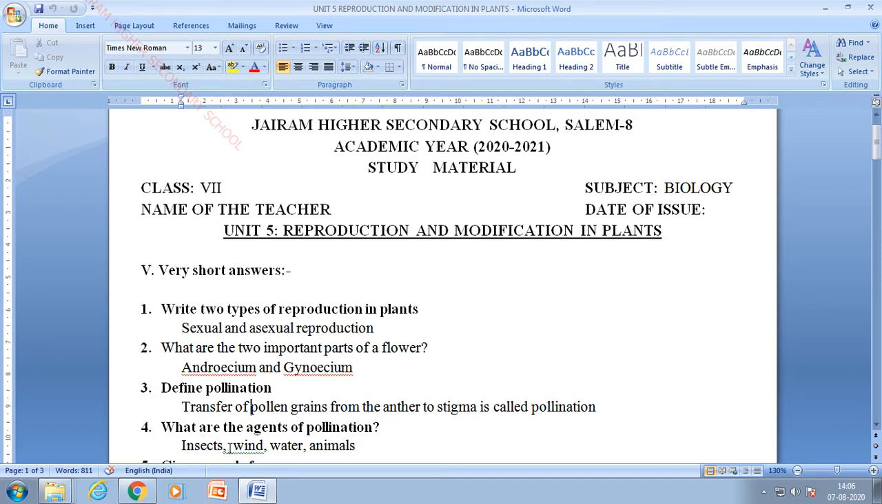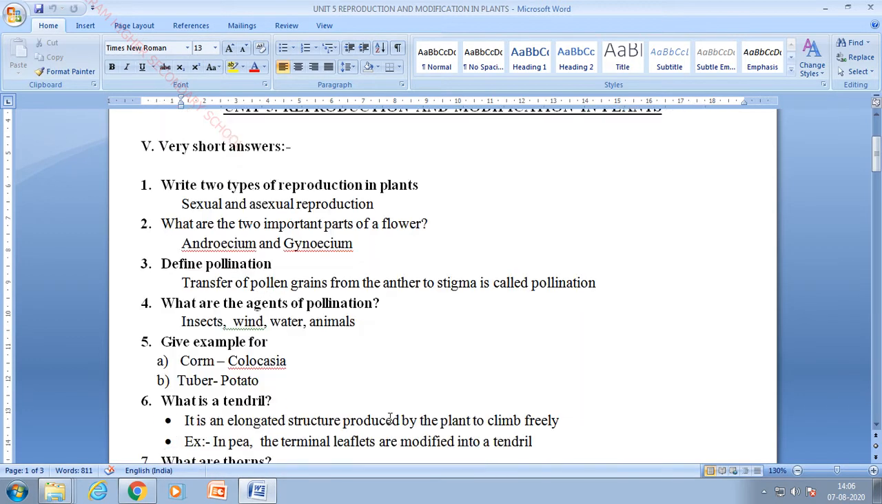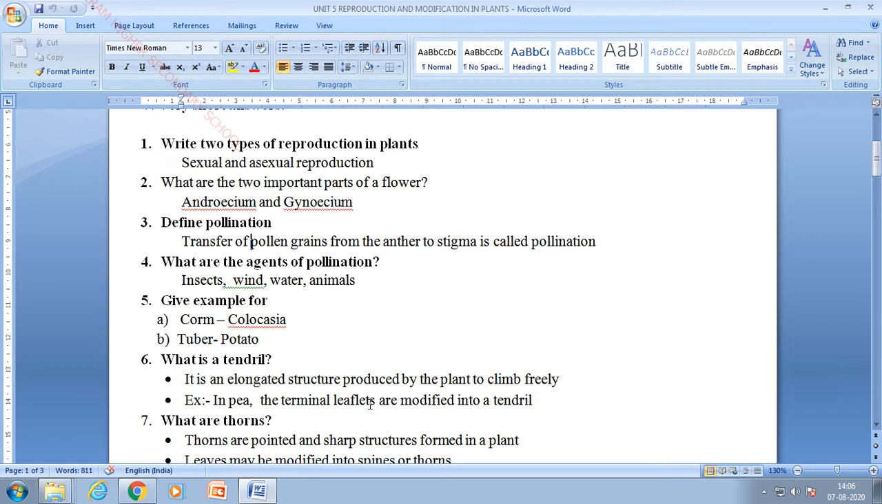So what are the agents of pollination? For the transfer of pollen grains from anther to stigma to happen, we have different agents of pollination such as insects, wind, water, and animals. Different types of plants have different agents for pollination. So insects, wind, water, and animals are the agents of pollination.